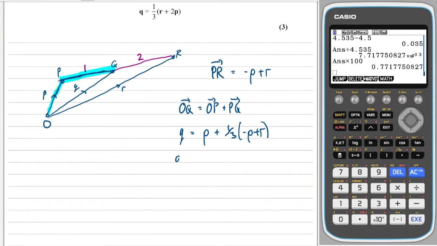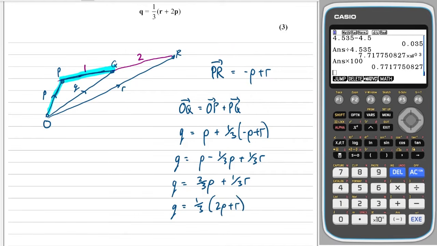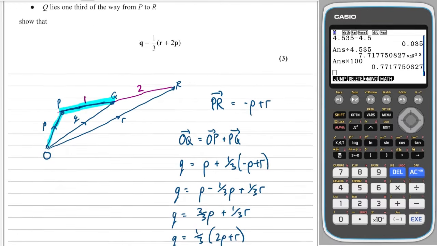Okay, now we can just expand out. That should be a minus, sorry. Minus 1/3 p plus 1/3 r. And this is going to give us 2/3 p plus 1/3 r. And then in fact we could take a third out to get 1/3 of (2p plus r), which is I think what they asked for. Yes, it is.